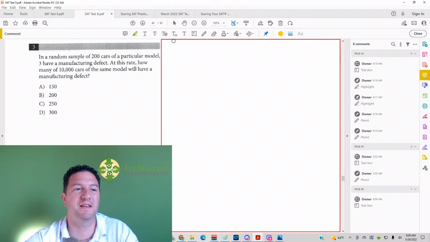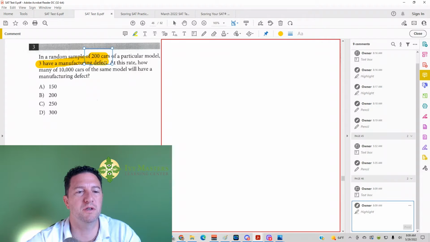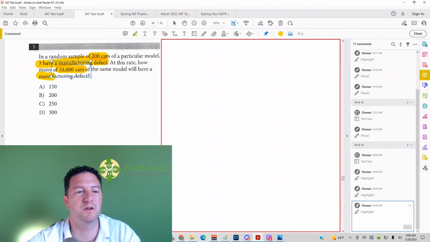And today we're going to look at Test 8, Section 4, Number 3, which reads, in a random sample of 200 cars of a particular model, 3 have a manufacturing defect. At this rate, how many of 10,000 cars of the same model will have a manufacturing defect?